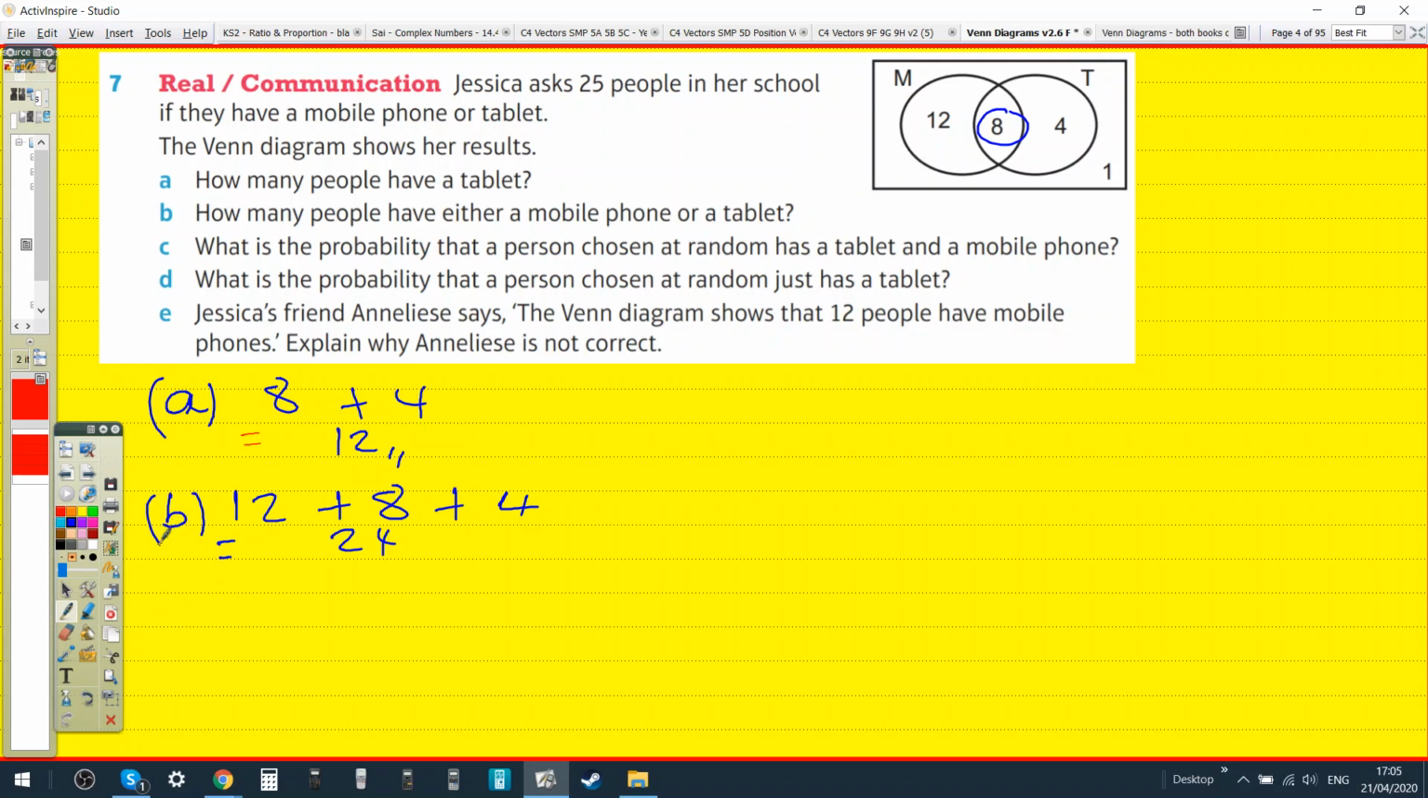What's the probability that a random person has a tablet and a mobile phone? So how many people have a tablet and mobile phone? And so as a probability, you have to say 8 out of how many? Yes. So it's that many out of the total. D. Uh, 4 out of 25.